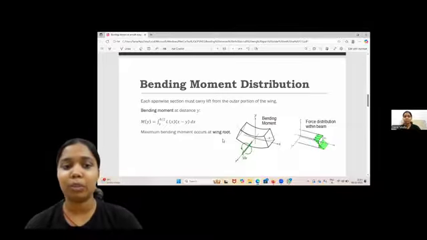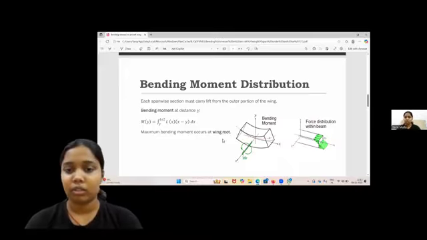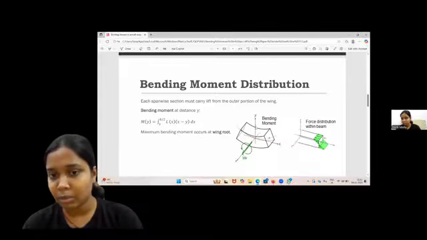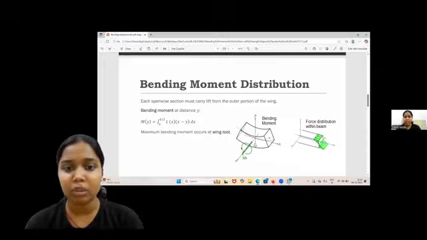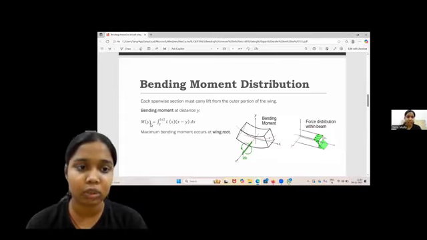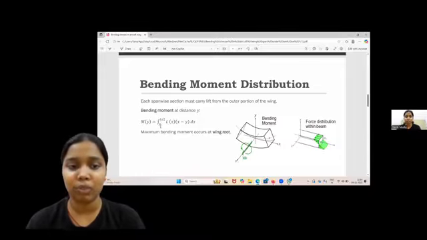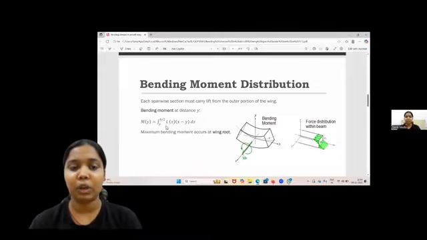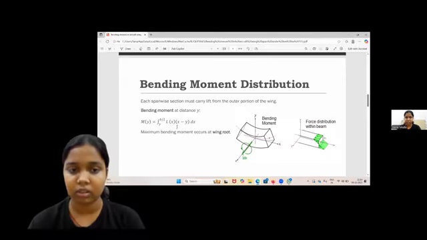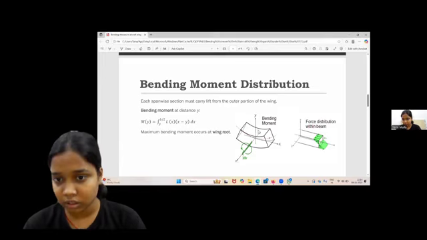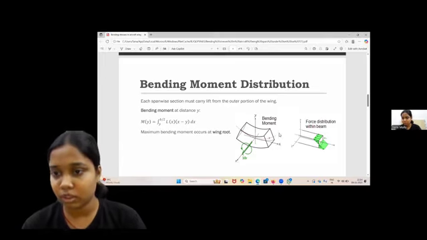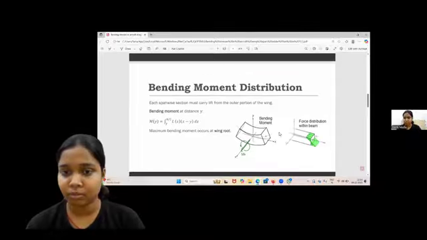To calculate the bending moment, we know the maximum bending stress occurs at the wing root. So we will take a random distance y, and for that we will calculate the bending moment. M of y is equal to the integral from y to b by 2 of L of x times (x minus y) dx. Here in the diagram, you can see the bending moment, the direction, and force distribution within the beam.